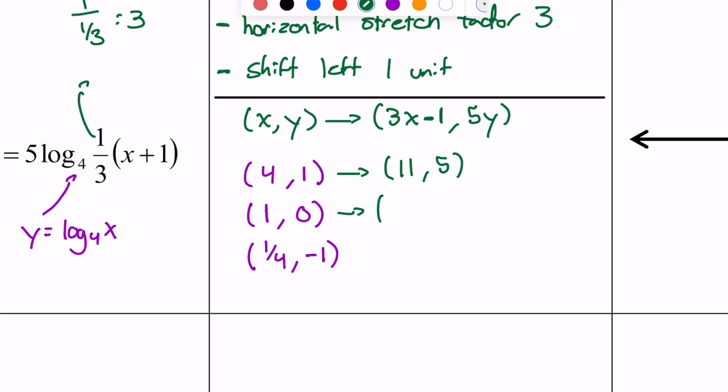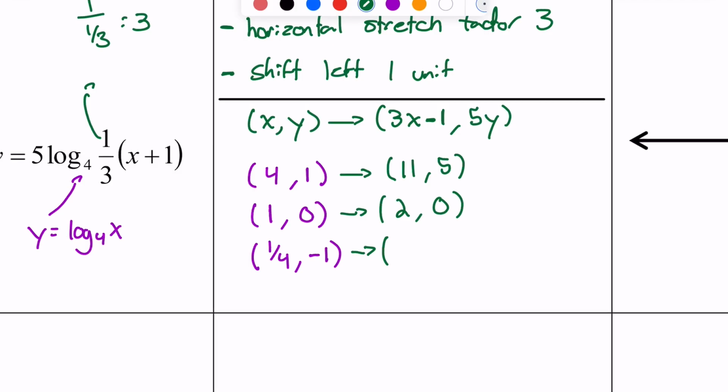When I plug in 1, I'm going to get 2 and 0. And then when I plug in 1/4 for that x, that's 3 times 1/4, subtract 1. So that's essentially like me saying 3/4 take away 1. So you're going to get -1/4. And then if I plug in -1 in for the 5, I will get -5.